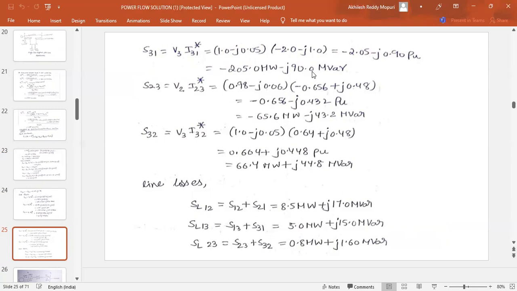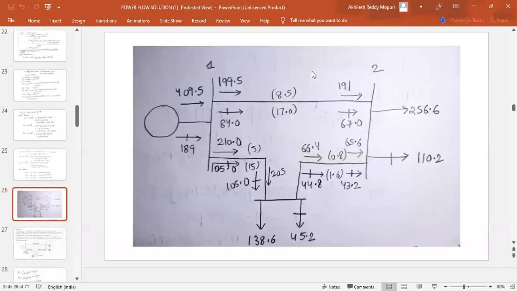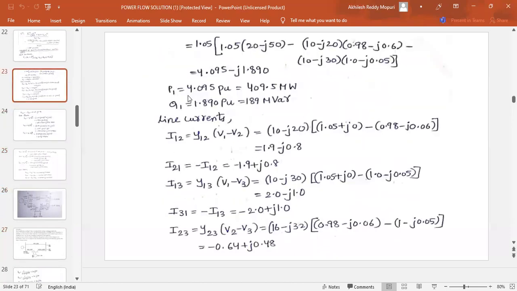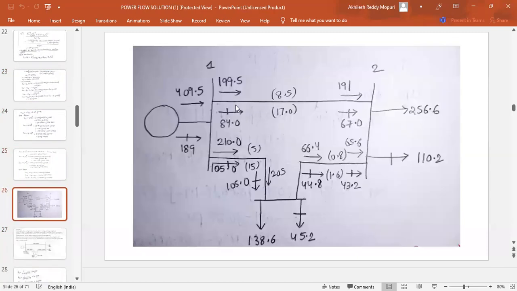After calculating the voltages, voltage angle, real power, reactive power at different buses, and line currents, as well as line flows and the line losses, we need to draw the power flow diagram, which is very, very important. This is the slack bus. At the slack bus, we had calculated P and Q, right? See, P is 409.5, Q is 189. You should represent that here. At the slack bus, 409.5 is P. Representation of P is this. Representation of Q is this arrow mark with a cut. So this is P and this is Q.